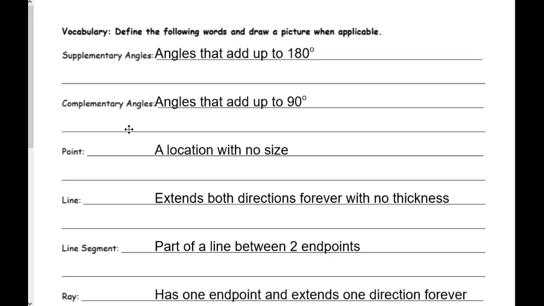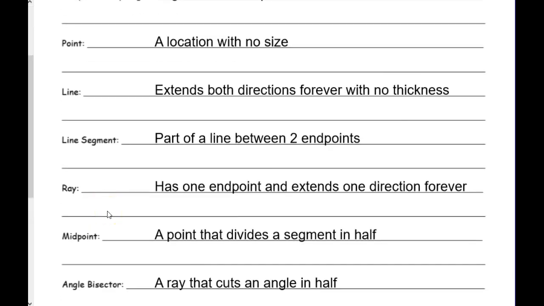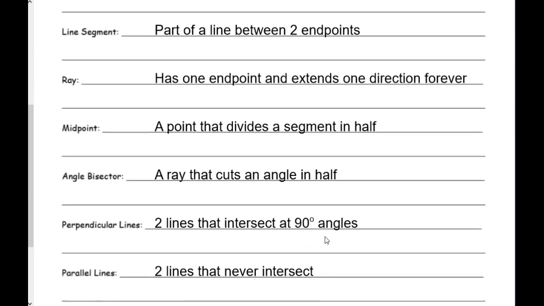A point is a location with no size, no width. A line extends both directions forever with no thickness. A line segment is part of a line between two endpoints. A ray has one endpoint and extends in one direction forever. A midpoint is a point that divides a segment into two equal parts, into halves. And an angle bisector is a ray that cuts an angle in half into two equal parts.